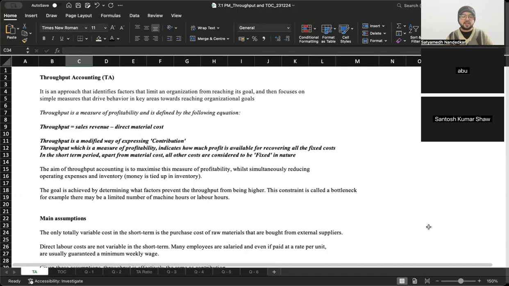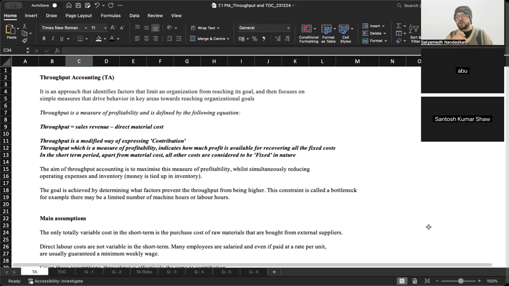When I say something is a limiting factor, when I say time is a limiting factor, what I'm saying is that if I had enough time, I would be able to achieve my goals. If I had enough machine hours, I would be able to achieve my goals. If I had enough material, for example, I would be able to achieve my goals. Anything that is in limited quantity is known as a limiting factor.